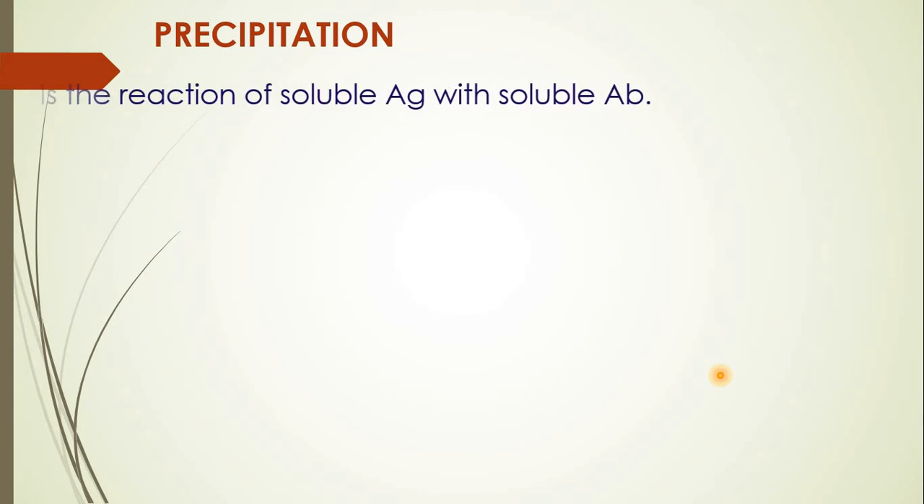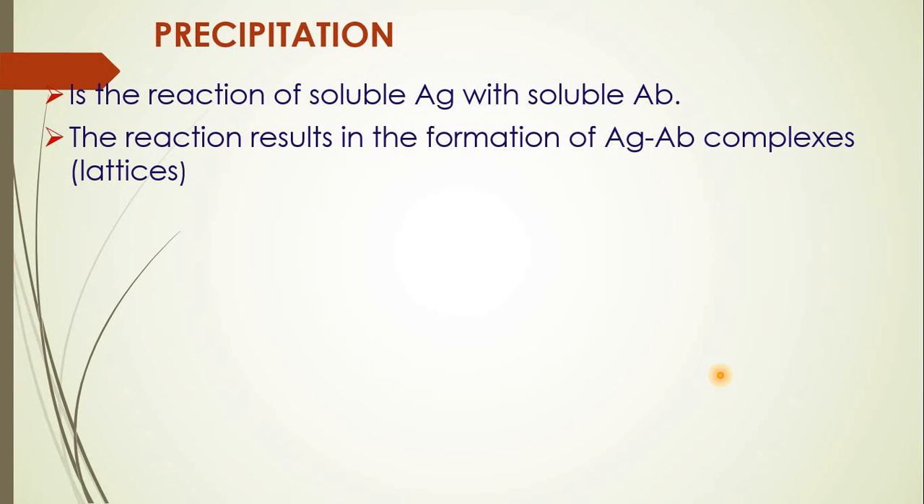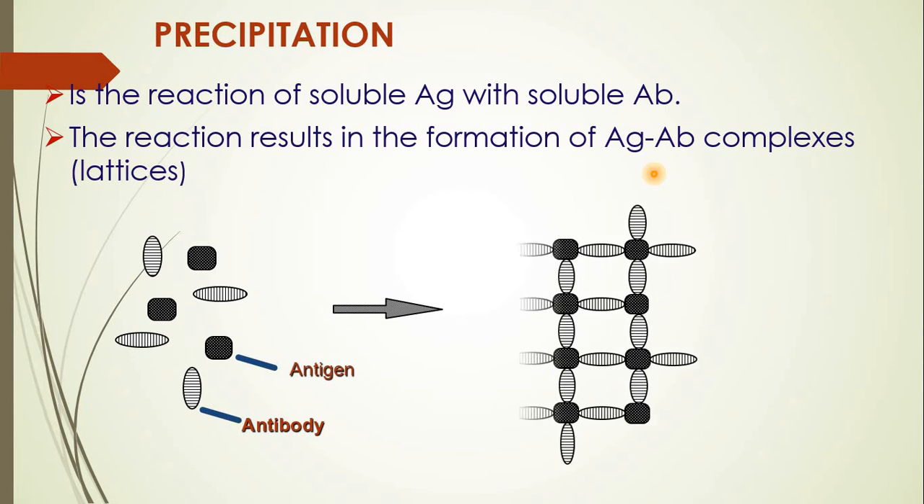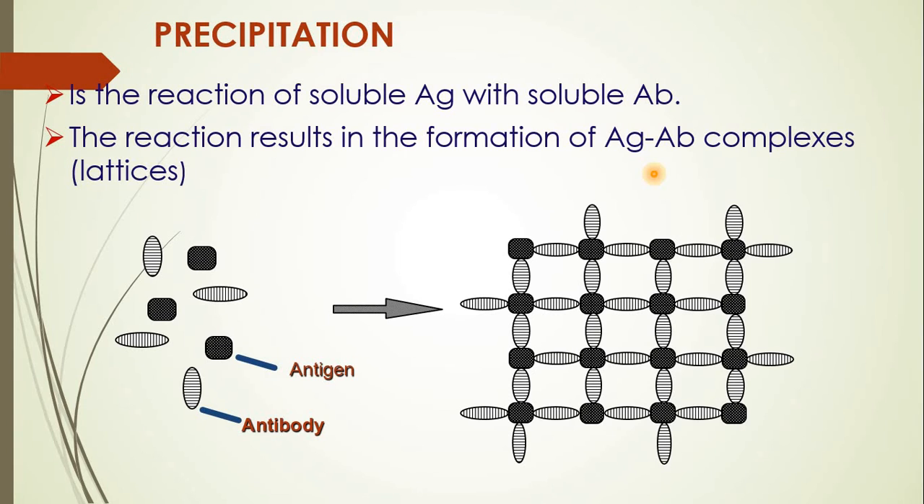Now let us see in detail the reaction, that is precipitation. Precipitation is a reaction between a soluble antigen and a soluble antibody. So both antigen and antibody should be in the soluble form. This results in the formation of an antigen antibody complex, which is called lattices. And these lattices are responsible for precipitation, so the reaction is called the precipitation reaction.